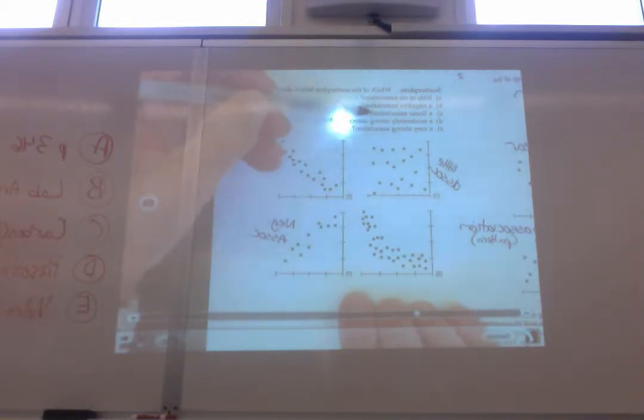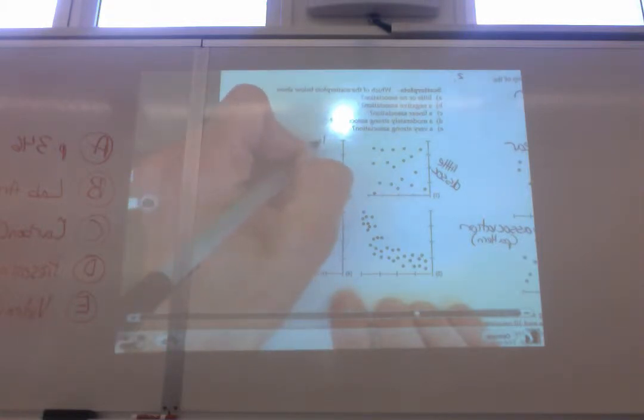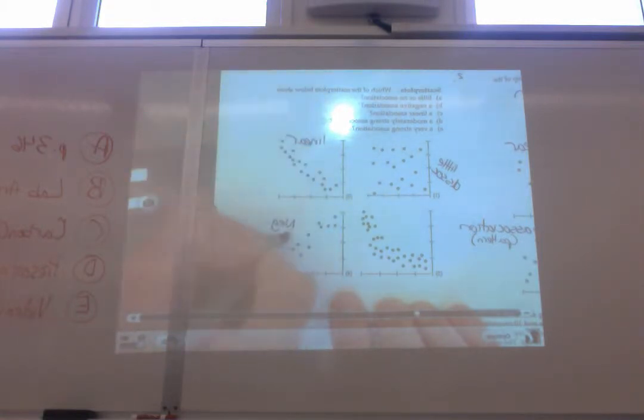Martine, Chris, and crew. Which one has linear? 2 and 4. 2 and 4 probably. Linear. And this is negative, close to linear. It's not a curve at least.